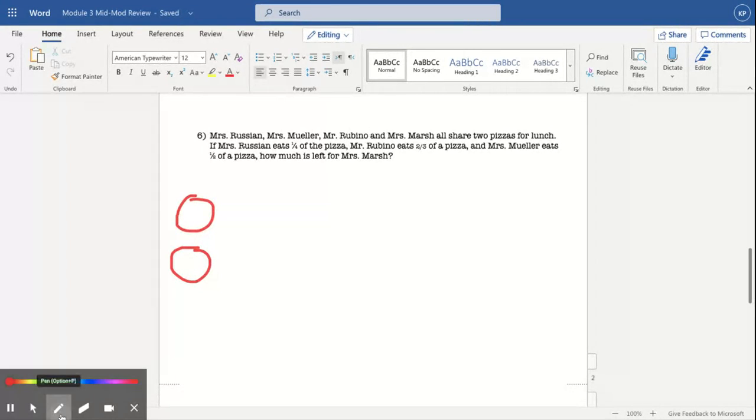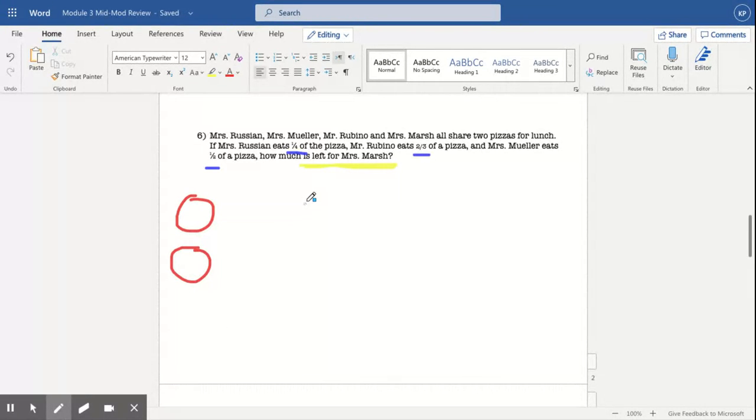Now I'm going to start moving on to my clues about who ate what amounts of the pizza. Ms. Russian ate a fourth. Mr. Rubino ate 2/3, and Mrs. Mueller ate half of a pizza. The question we're being asked, what we're trying to find, is the 4th person, Mrs. Marsh. How much does she get? What's left for her? So let's write down the fractions that we're dealing with.